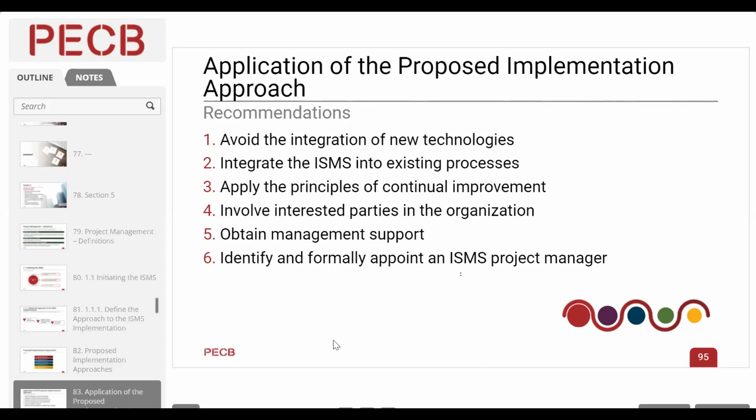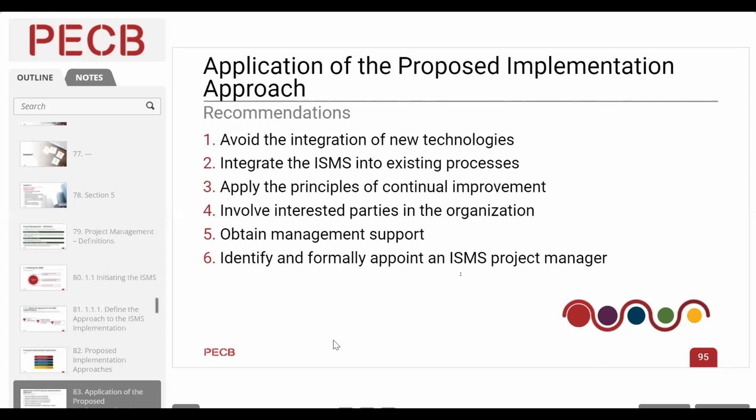And those are the things that the information security manager needs to be focusing on. Firewall, we implemented it, but we realized that it wasn't up to our expectations. So this is what we did. Excellent. Then 4, involve interested parties in the organization. We will look at it shortly. Obtain management support. Identify and formally appoint an ISMS project manager.